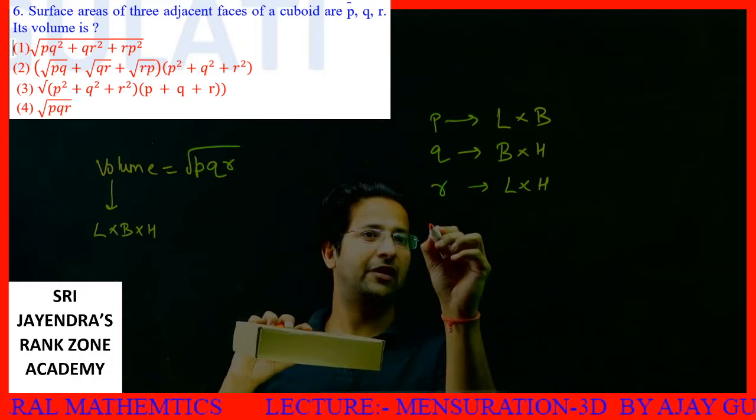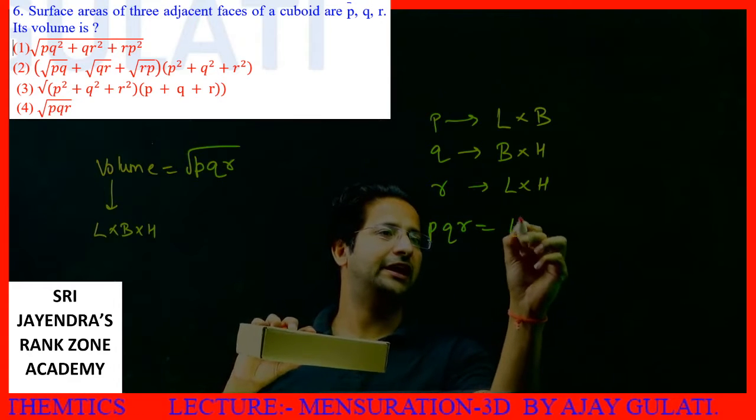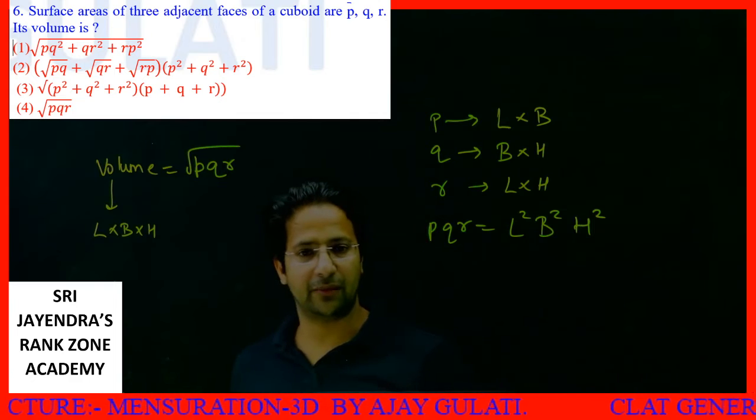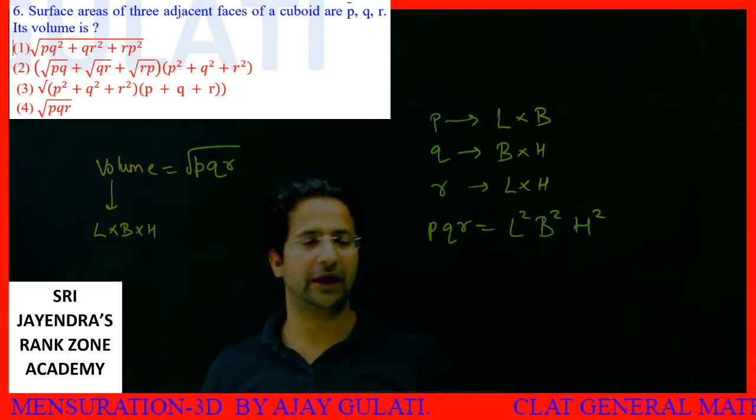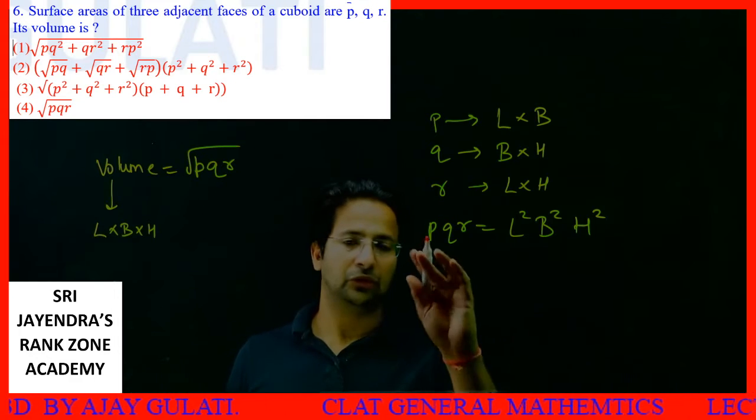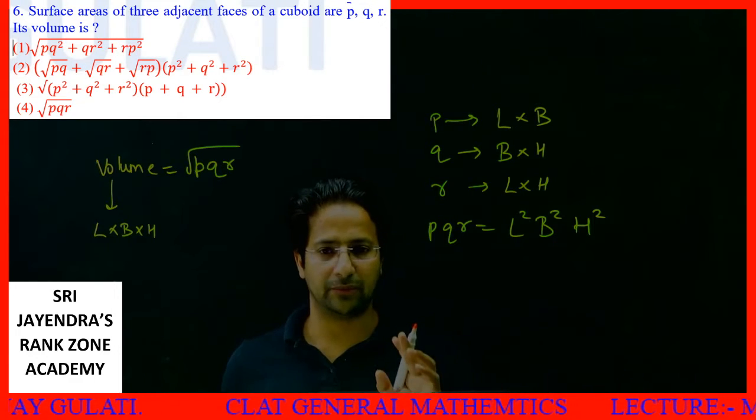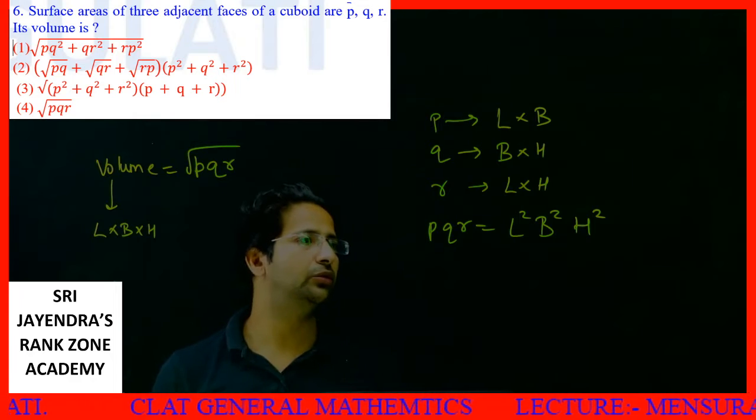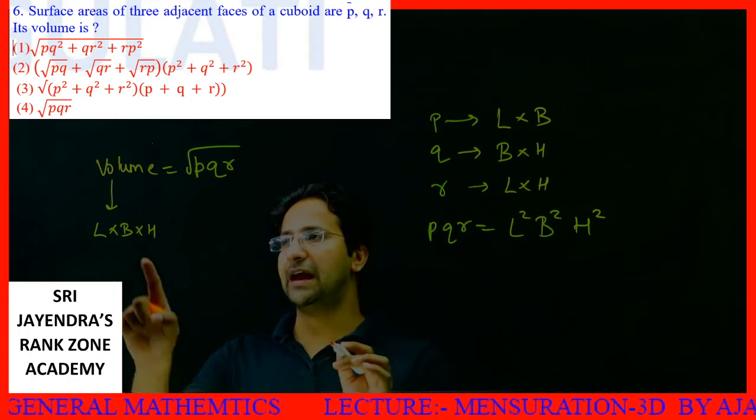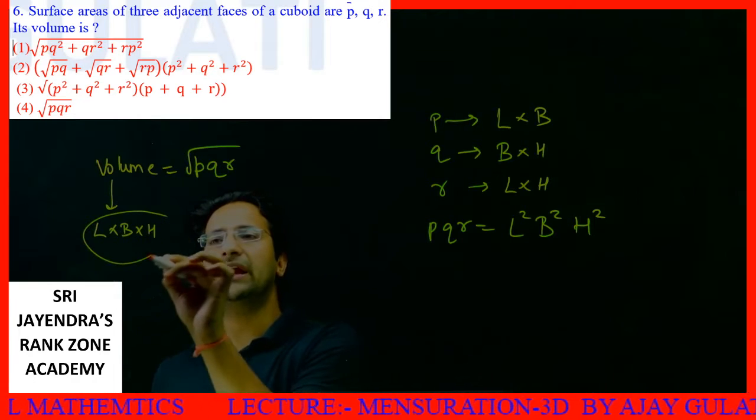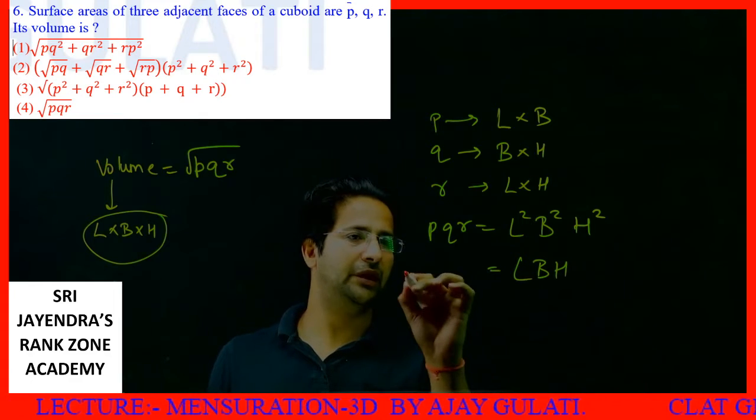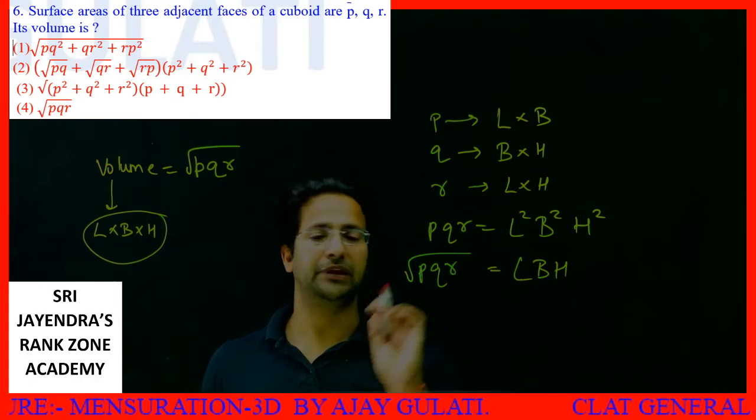Now if I multiply P, Q, R, what I'll get? I'll get L square, B square, H square. Easy. I don't think there's any problem in this. So you get PQR is equal to L square, B square and H square. Now what do I need to do? My volume is what? I require LBH. So how will I get LBH? LBH will be under root PQR.